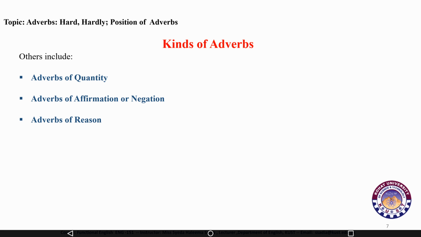Then there are adverbs of affirmation or negation, like I do not know him. So here not is an adverb. He certainly went. He's certainly a good man. So certainly here is affirming something, and in the other sentence not was negating something. Okay, adverbs of reason. He is hence unable to refute the charge. He therefore left school. So here therefore and hence are adverbs of reason.